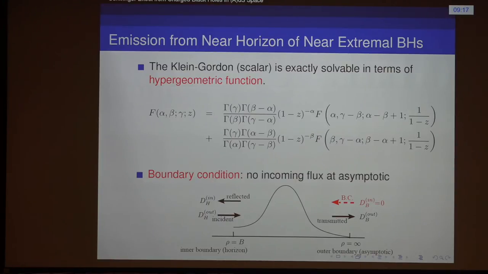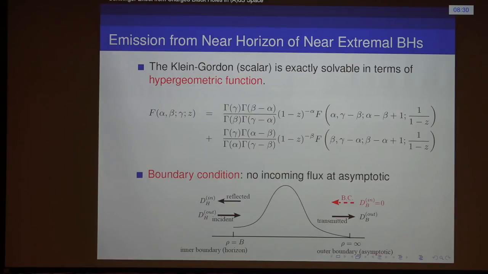And the solution of the radial Klein-Gordon equation is actually a hypergeometric function, and the hypergeometric function has a well-known relation which will help our analysis. Namely, we know how to relate the hypergeometric function at z equal to 0 and z equal to 1. Usually this will allow us to relate the solution here and the solution there, at rho equal to b and rho equal to infinity. So this kind of ratio actually comes from the coefficients in this transformation.